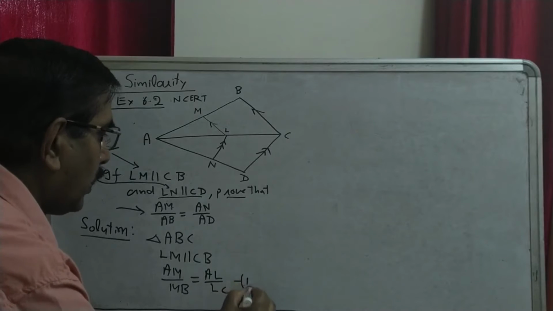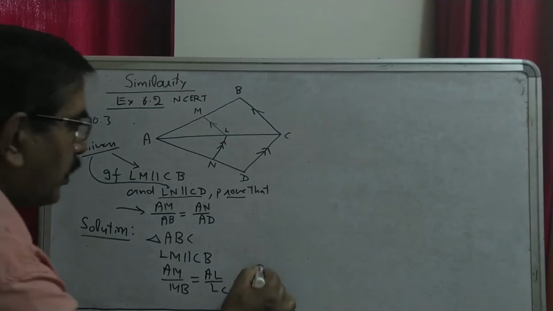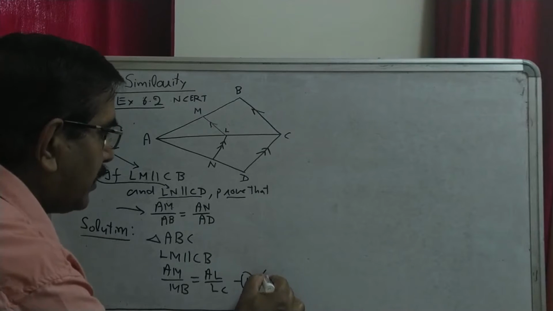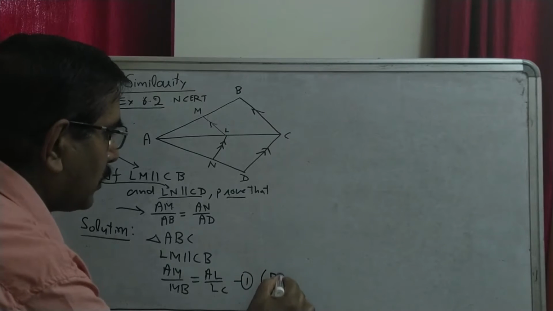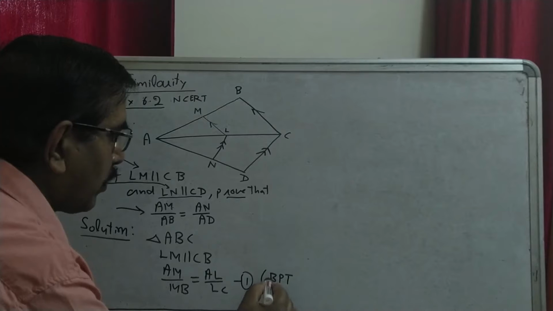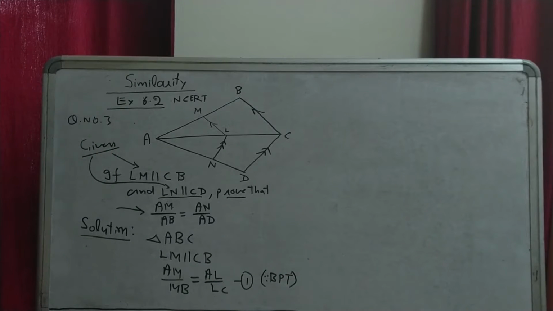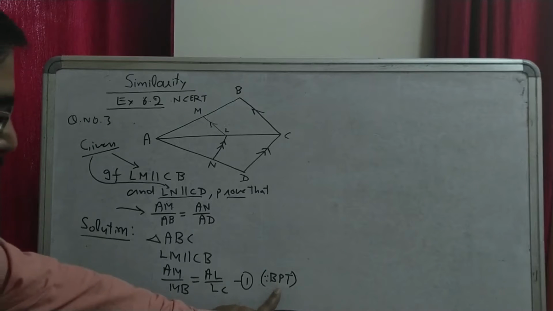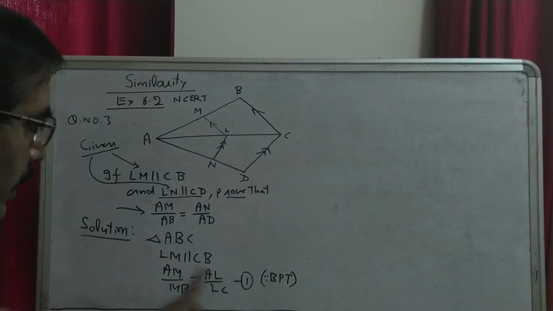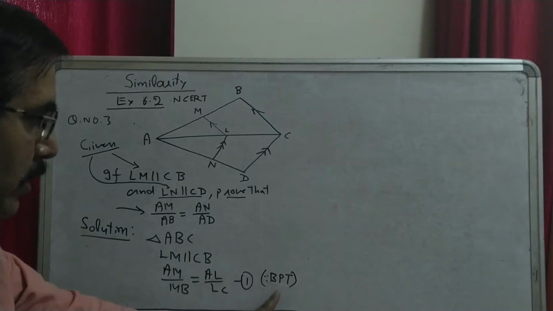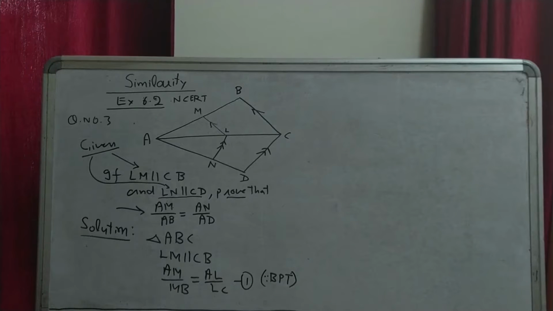That is number 1. Remember, children, you have to write the reason here. From where you have written this: BPT, basic proportionality theorem. I have taken this result because of BPT, the basic proportionality theorem. The examiner clearly watches what reason you are giving here. Only then you will get the marks.